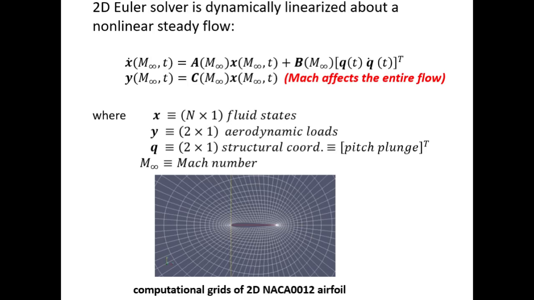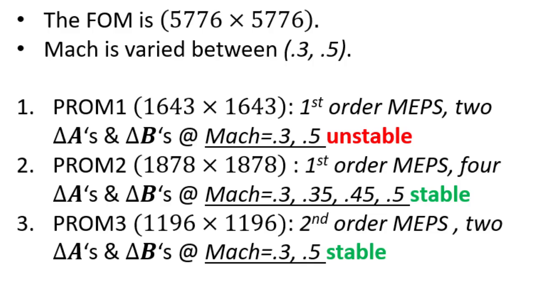The size of the full-order model is 5,776 by 5,776, and Mach number is varied between the range 0.3 to 0.5. We built 3 different parametric reduced order models, with the first 2 being the first-order MEPs, and the last is the second-order MEPs.